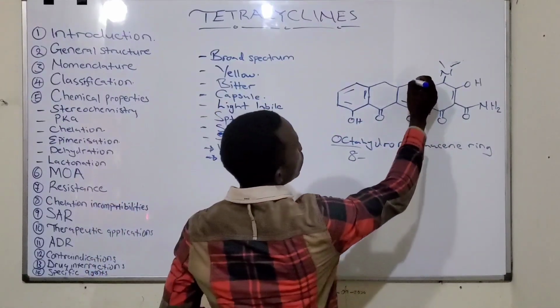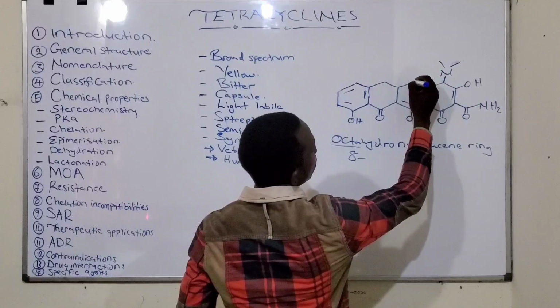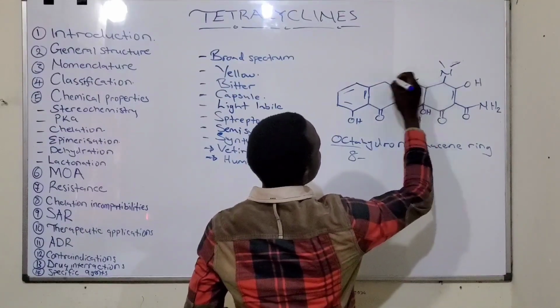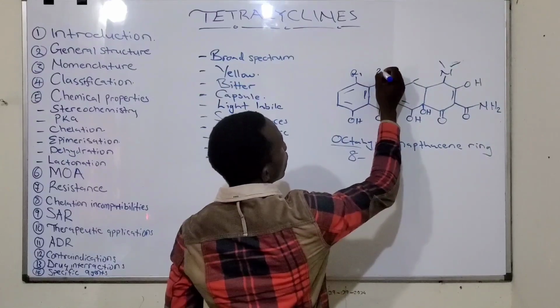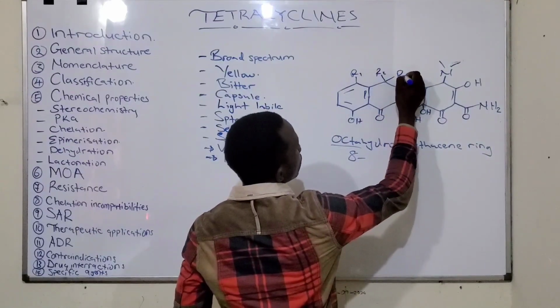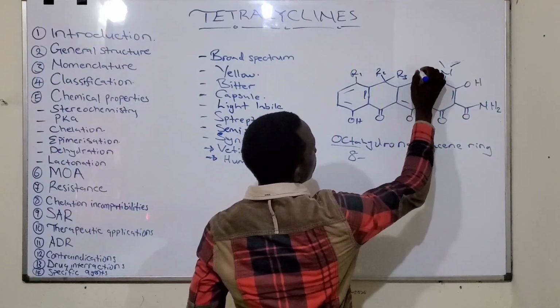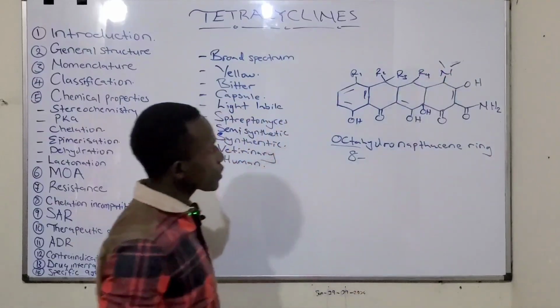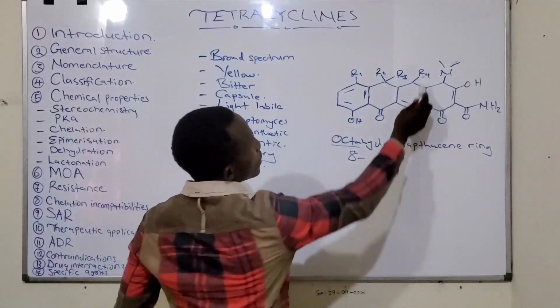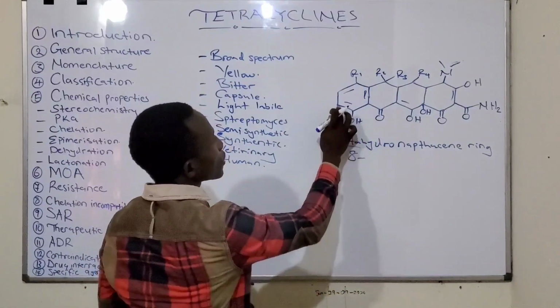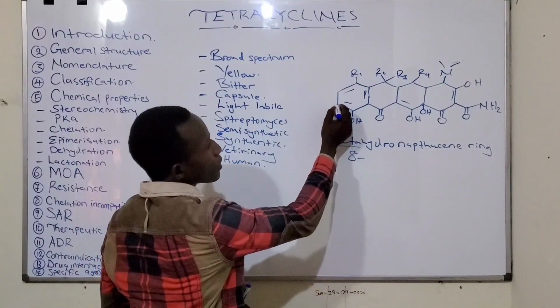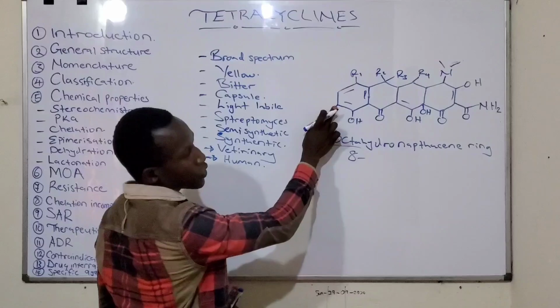What changes is only these groups here. Let's call this one R1, this one R2, this one R3, and this one R4. So what changes is these groups. And you find some of the tetracyclines have a substituent at position 9.